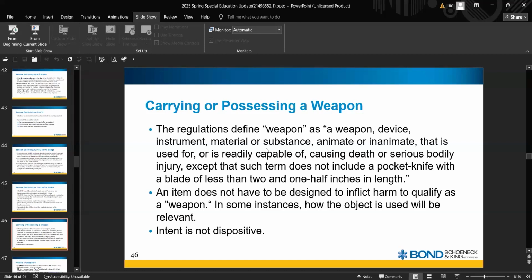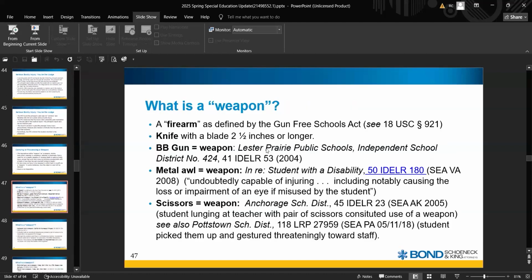If you have a weapon, let's say you come to school with a knife in your backpack that's blade is longer than 2 1/2 inches, it is not going to get you out of an IAES to say that I didn't mean to have it. Intent is not dispositive. We're talking about possession here. Now, that's not the case when we talk about drugs. There is an intent requirement written into that one, but not so for weapons. All right, so here are some examples of what qualifies as a weapon and what doesn't qualify.